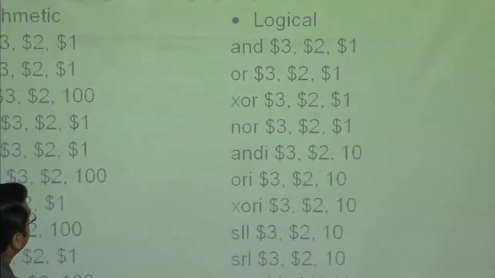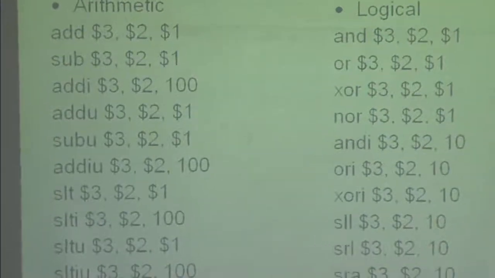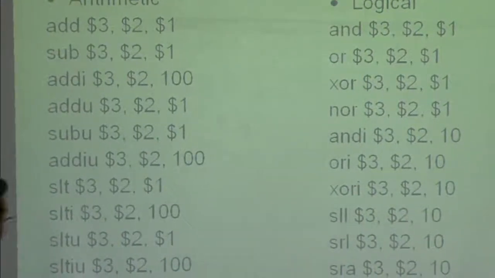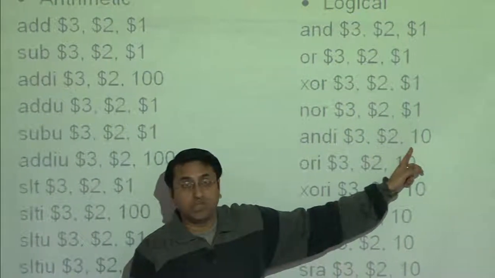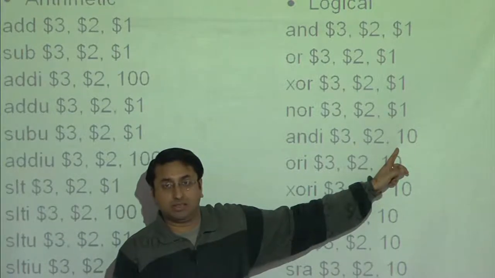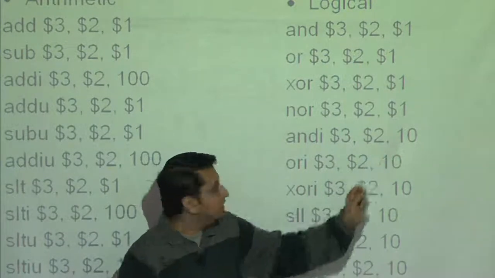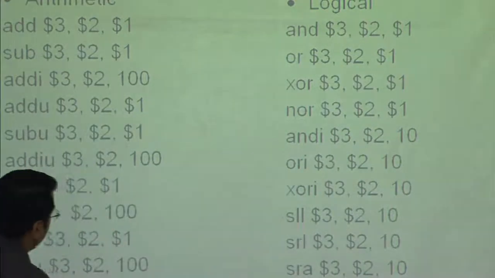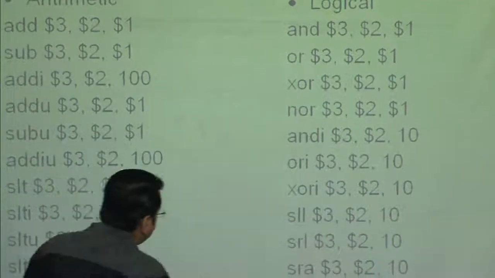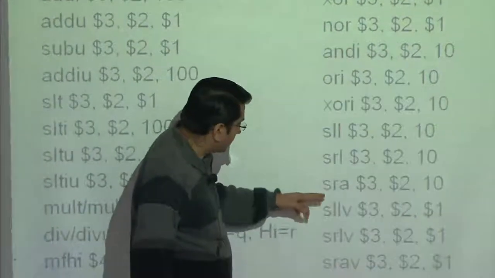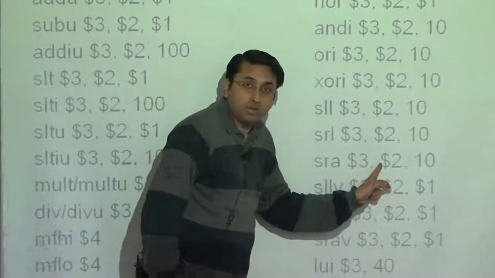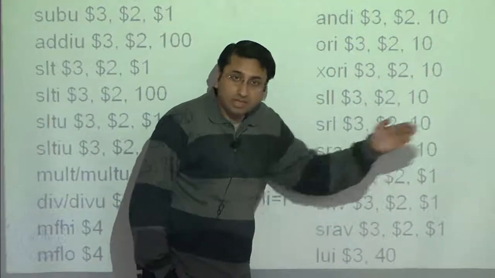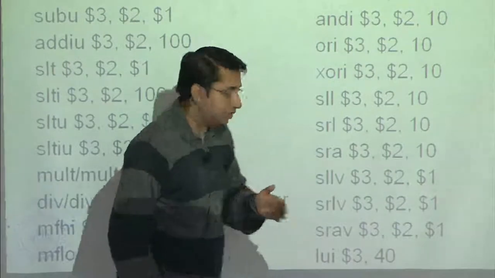Okay. So on the logical side, there really isn't much to explain. The mnemonics are self-explanatory, AND, OR, XOR, NOR, AND immediate. Again here, we'd be doing zero extension, okay, in all logical operations. So these are not sign extended. These are actually zero extended. All right. OR immediate, XOR immediate, shift left logical, shift right logical, shift right arithmetic, this one we discussed last time. Essentially this means that you shift $2 to the right by 10 positions while shifting in the sign bit, okay, instead of shifting in zeros. All right.